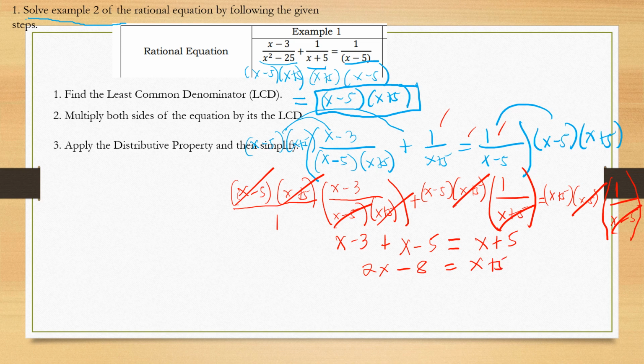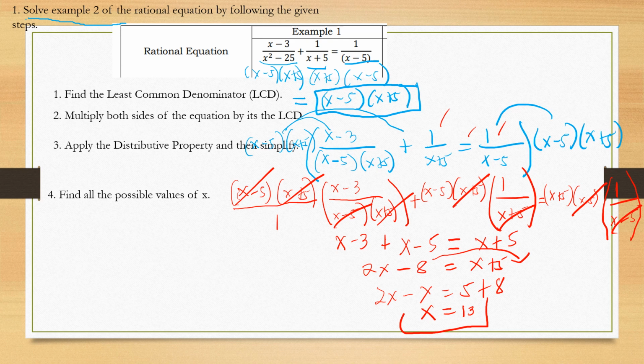And since our aim is to solve for x, we will have 2x minus x is equal to 5 plus 8. This will be positive 8 since from left to right. And this one, positive x, is negative x since it is from right to left, adding addition property of equality. So 2x minus x is x, 5 plus 8 is 13. This is the value of x.